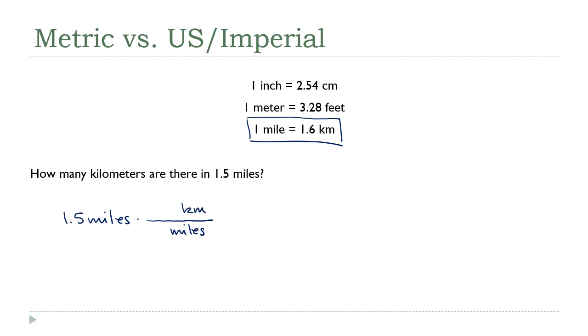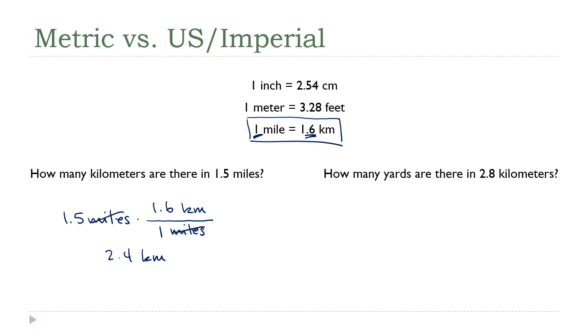And now you just pick the numbers. 1 mile, 1.6 kilometers, miles cancel. And this time we're going to do some multiplying. 1.5 times 1.6, that's 2.4 kilometers. Same approach we used back when we were talking about converting between U.S. and imperial units. I've got one more here, and this one is a little bigger.